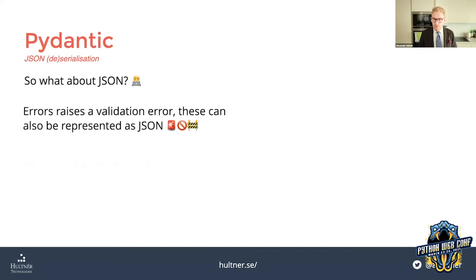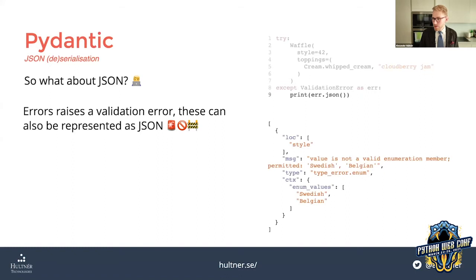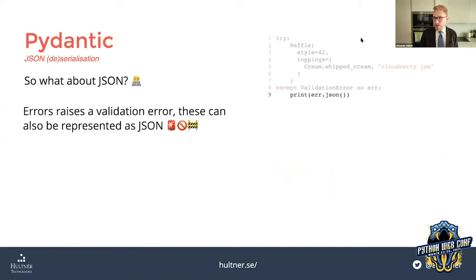Errors then. Errors raise a validation error, as I showed you before. But these can also be represented as JSON. And this is especially useful if you want to communicate with external systems, or you want to build an API, or whatever you may want to do. So let's do error.json this time and see what comes out of it. This time I actually changed the style to 42. I should have highlighted this. So this is an invalid style because we don't support style 42 waffles.